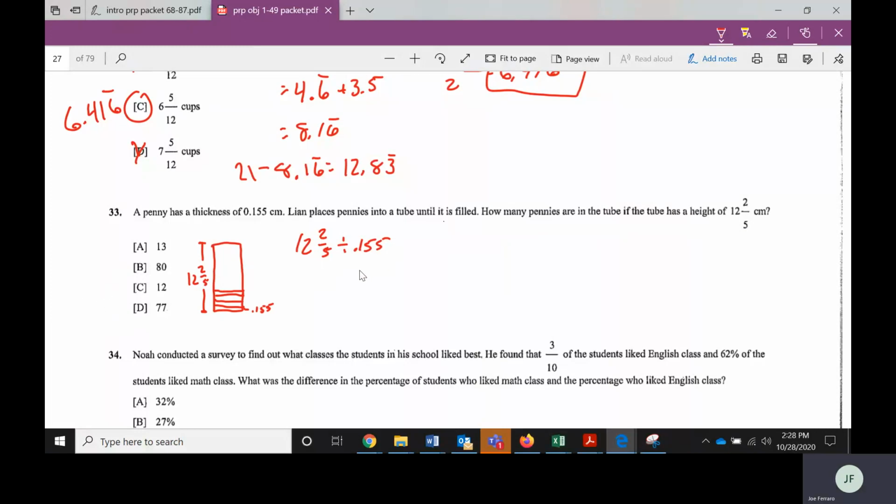So just because there's a decimal here doesn't make it any more difficult to figure out what to do. Sometimes it's more difficult because people don't like decimals and fractions. So now what we do here, change this to a decimal. 2 divided by 5 is 0.4. We're going to divide that by 0.155. So 12.4 divided by 0.155, and we get 80. Okay, letter B. And that should make some sense because it's got to be more than 12 because the pennies are less than 1 centimeter. If it was 12 centimeters high and each one was 1 centimeter, then there would be 12. So there should be more than 12, and there's quite a bit more because they're pretty thin pennies.